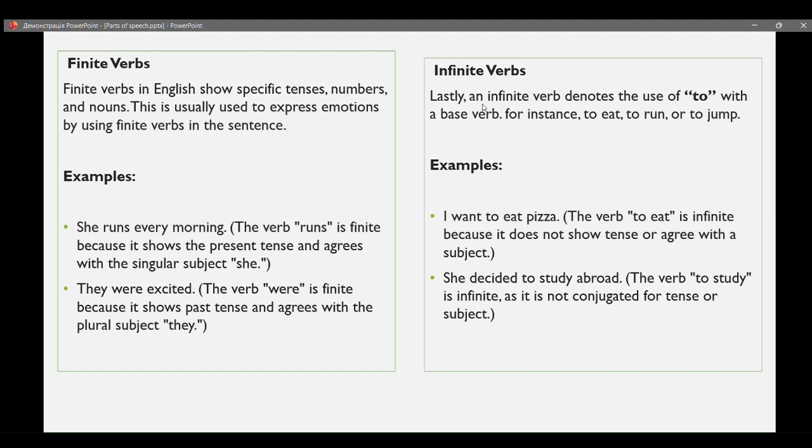Infinite verbs denote the use of to with a base verb. For instance, to eat, to run, or to jump. For example, I want to eat pizza. The verb to eat is infinite because it does not show tense or agree with the subject. She decided to study abroad. The verb to study is infinite as it's not conjugated for tense or subject.